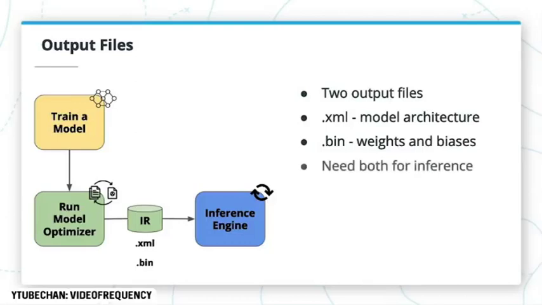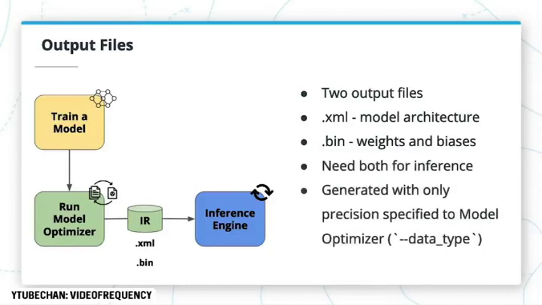So you'll need both of these files in order to run inference. These will be generated for the precisions you specified to the model optimizer with a --data_type argument, which is usually floating point 32 by default. Next up, let's begin looking at how to convert models from the different supported frameworks.